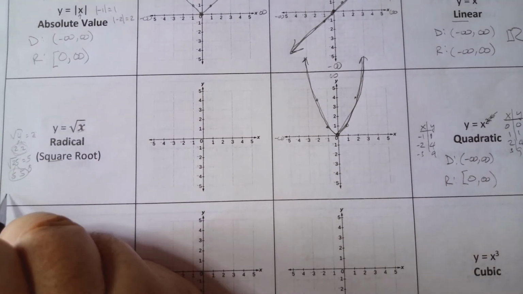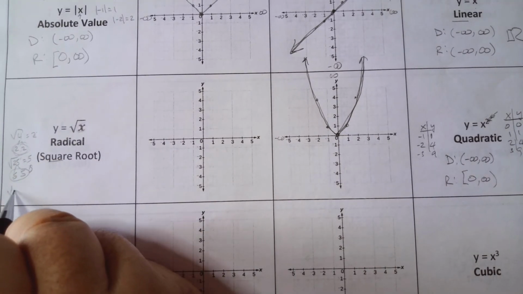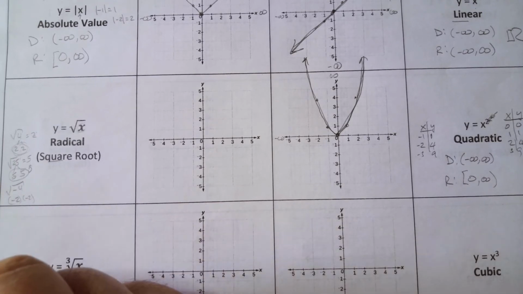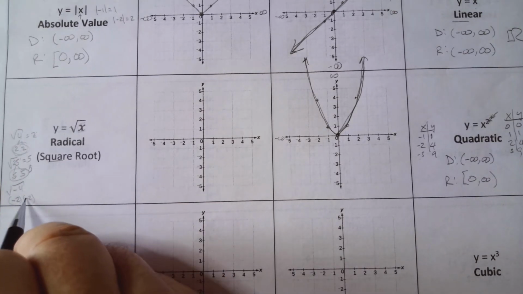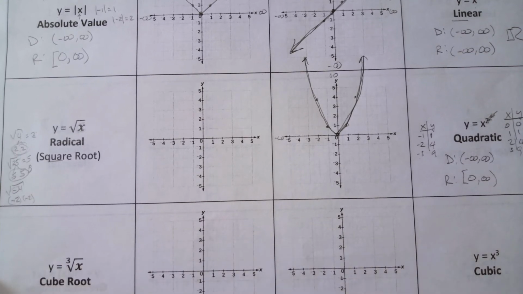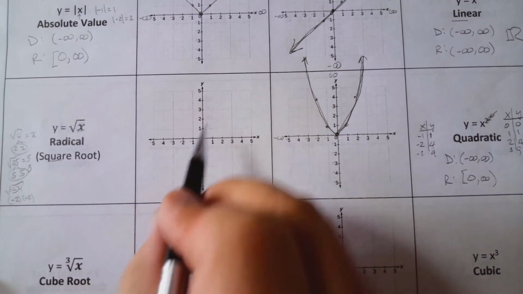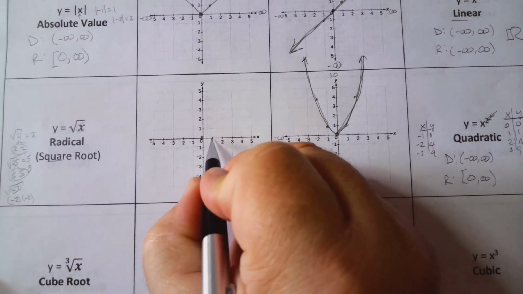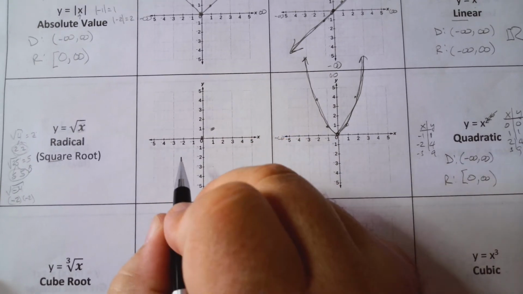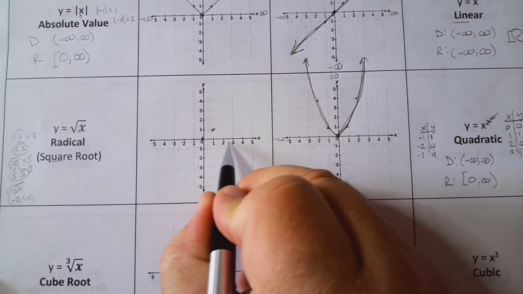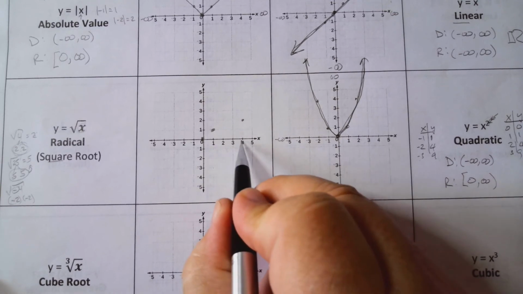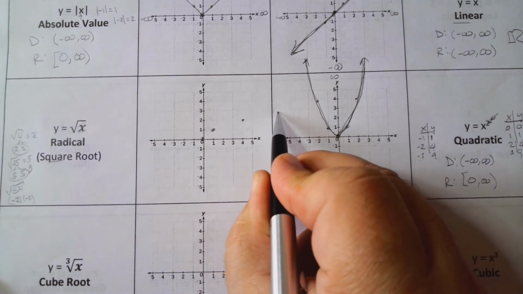So you can't put a negative in there, because if I put negative 4, I can't use negative 2 and negative 2. Negative times negative is positive, so it'll never be negative. So we can't use negative. We can use 0. Square root of 0 is 0. Square root of 1, yeah, 1 times 1 is 1. Square root of 4 is 2. Square root of 9 is 3.